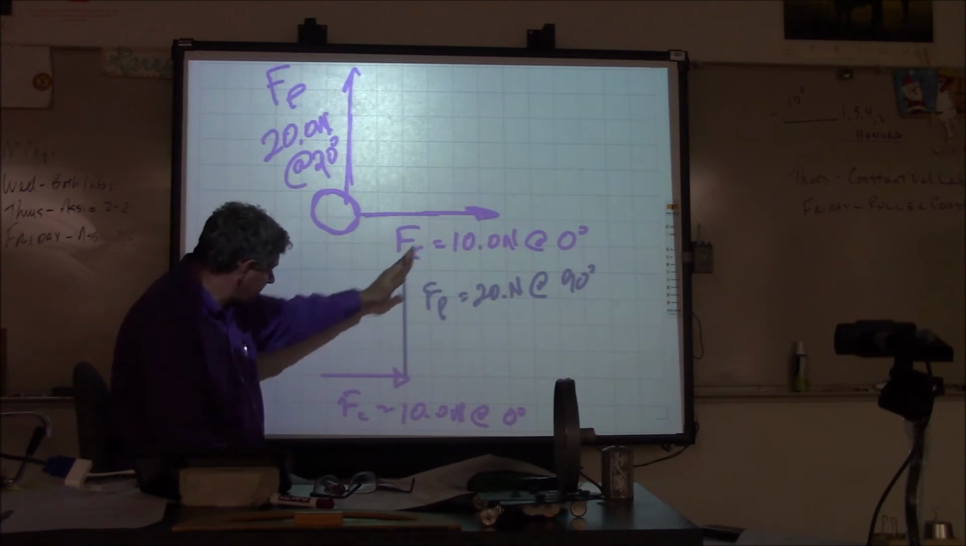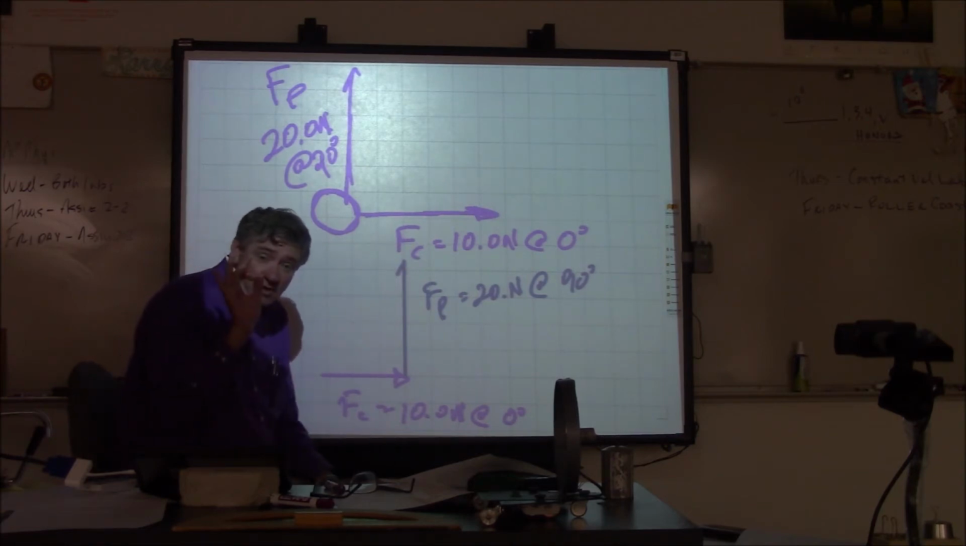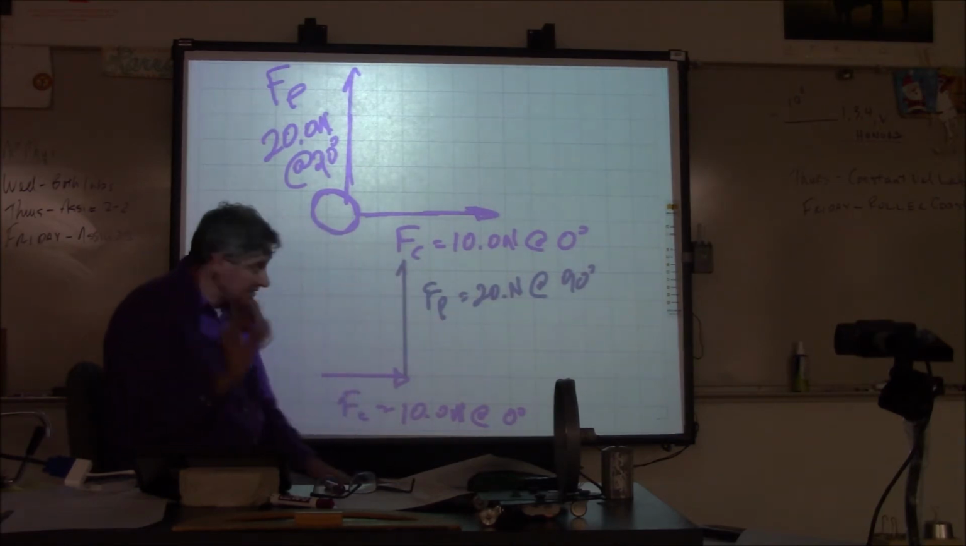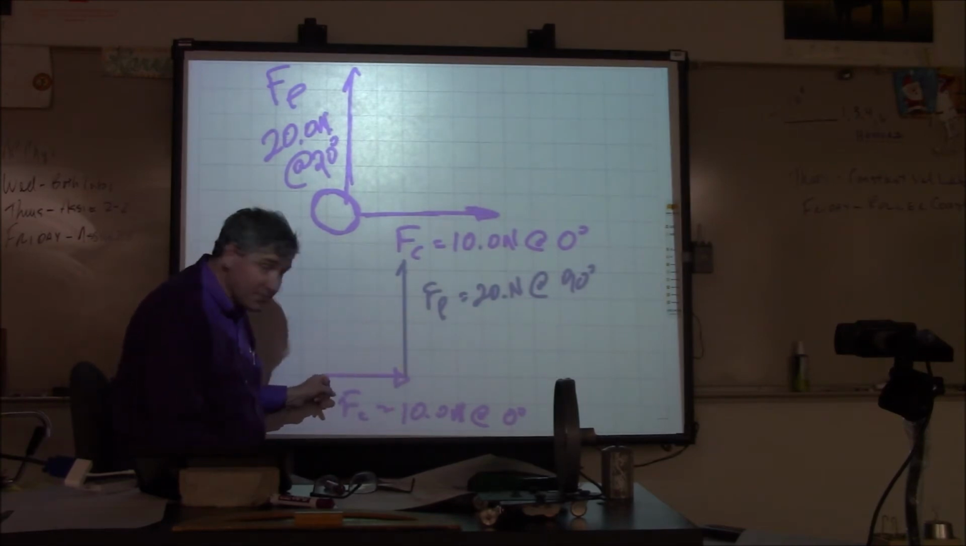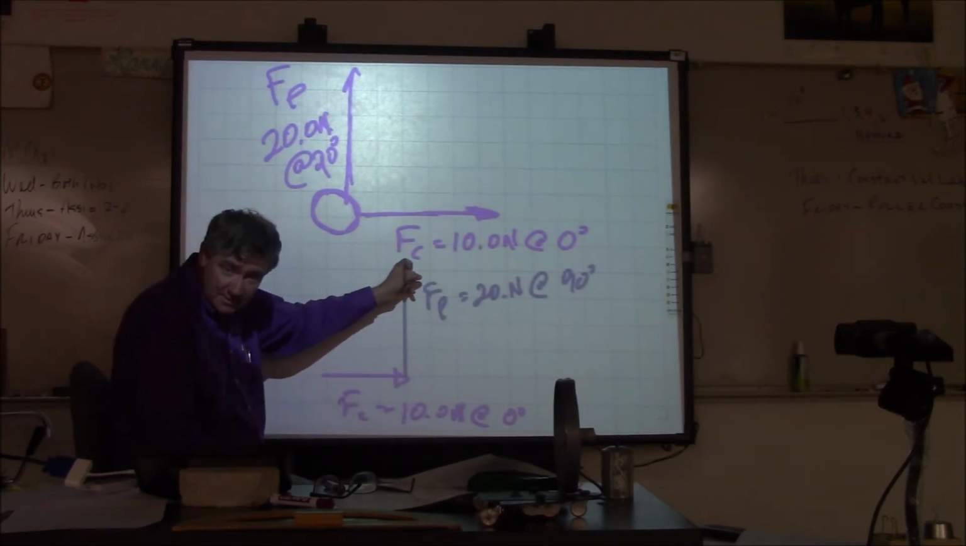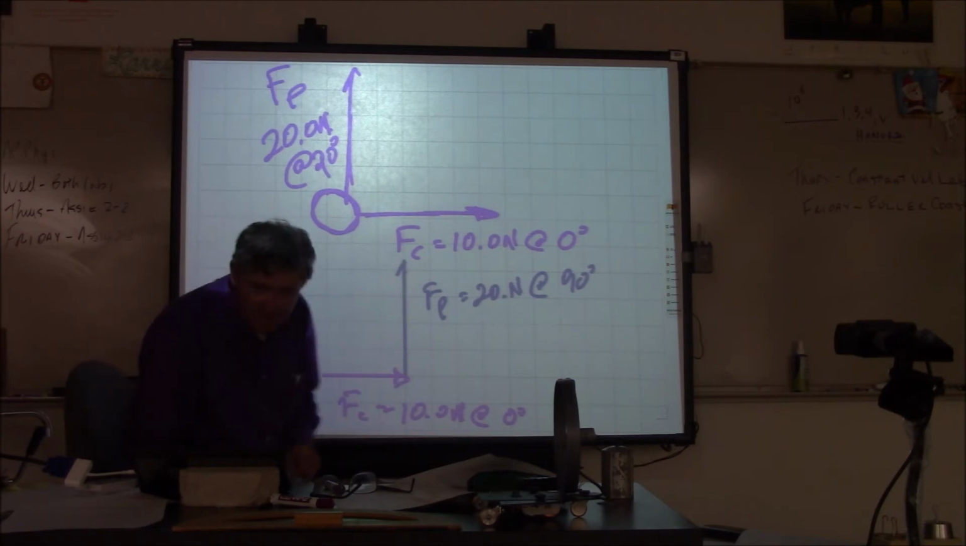So then I'm going to draw that resultant. Now remember, the resultant goes from the origin out to here. So we're going to go this way.